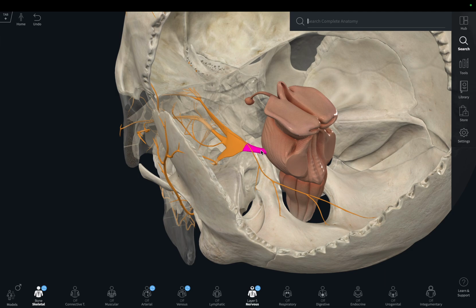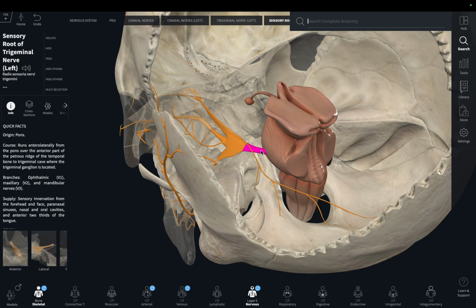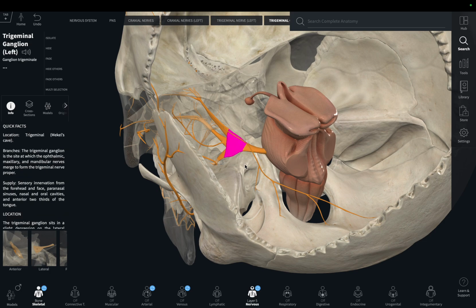It exits the pons here, laterally in the body of the middle cerebellar peduncle, and runs anterolaterally over the petrous ridge of the temporal bone, after which is located the trigeminal ganglion, within the trigeminal impression on the temporal bone, or Meckel's cave.